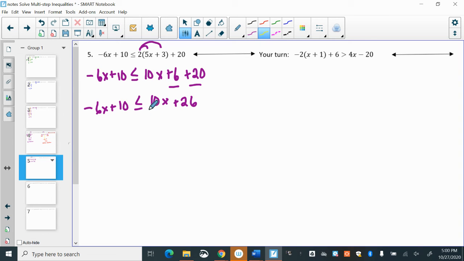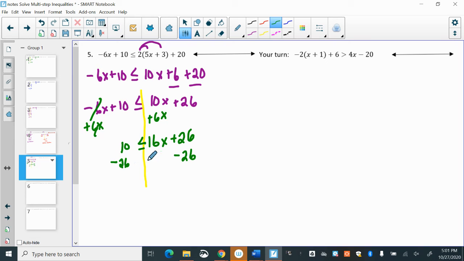It's at this point I need to start moving things to the opposite side, so I'll put the wall up there. And like I said, let's keep our x's positive. So I'm definitely going to add the 6x to the right to keep my x's positive so I don't have to worry about flipping the inequality sign. Since I'm gathering my x's on the right, we're going to go ahead and subtract 26 from both sides. Opposites cancel.